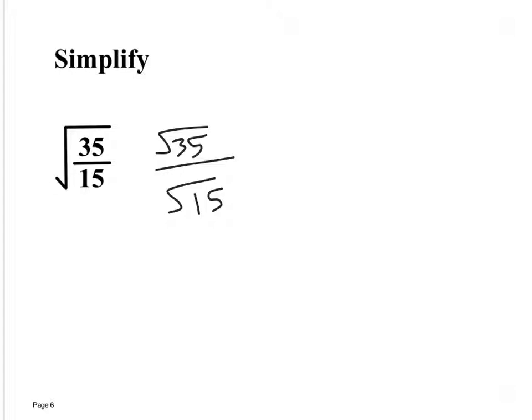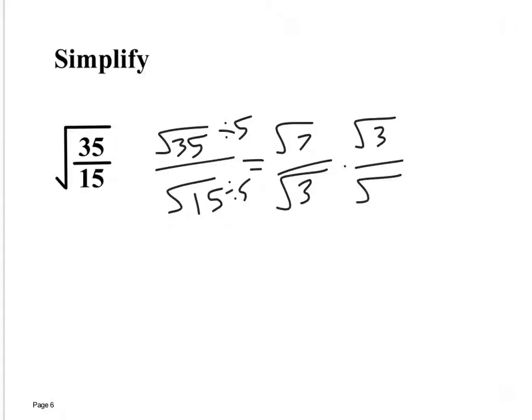Is there anything I can take out of 35 and 15? 5. Okay, I could take out 5. So I could reduce it to the square root of 7 over the square root of 3, because I took 5 out of both of those. Now, to rationalize this, if it's just like this, where it has square root of 3 on the bottom, what I do is I multiply the bottom by the same thing I put on top. I multiply both sides by the square root of 3.